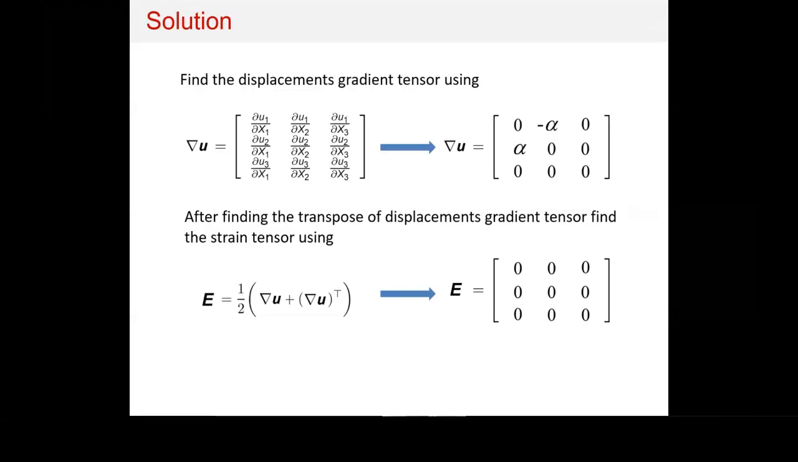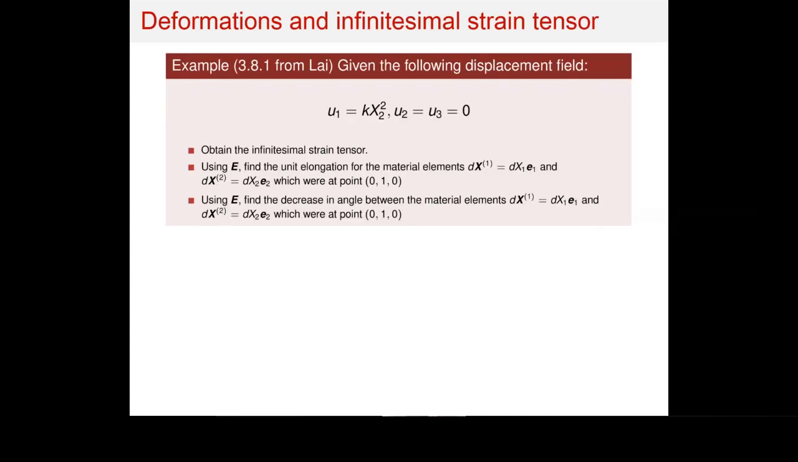As I said, the strain tensor is going to be zeros everywhere. All right, so now I'm going to solve an example about the change in the length in a certain direction. The displacement field is given in this expression, and we want to find the strain tensor. I want you to solve this example and find the strain tensor for this displacement field. Once you have the strain tensor, I'm going to solve the remaining part of this example.